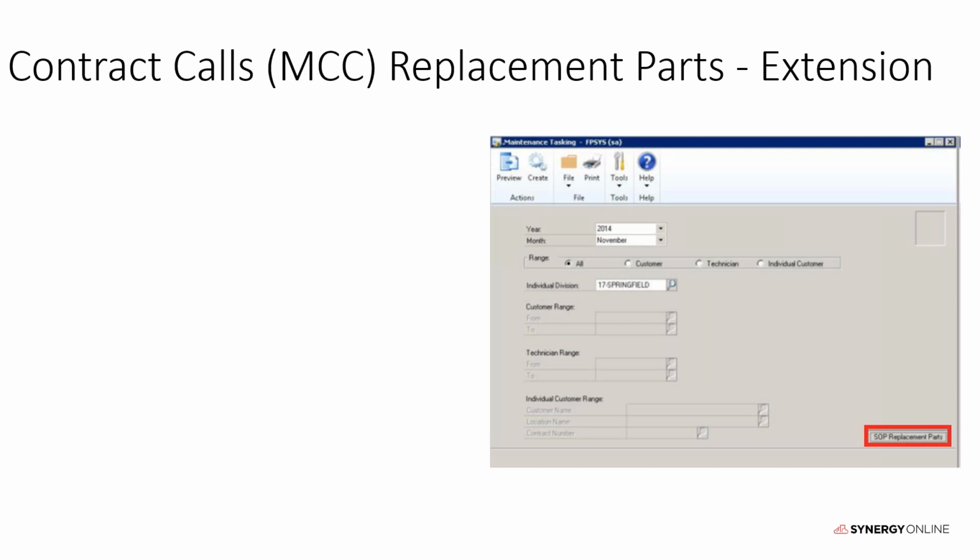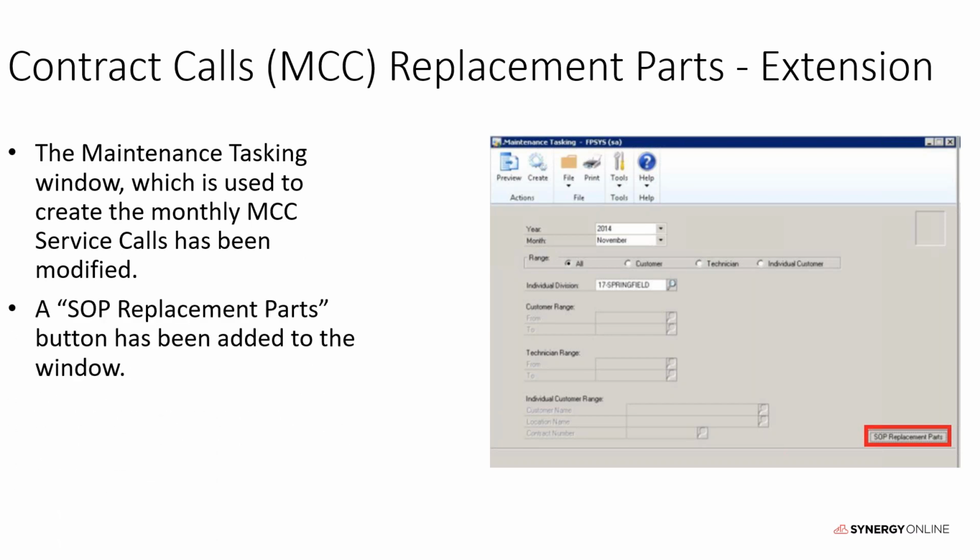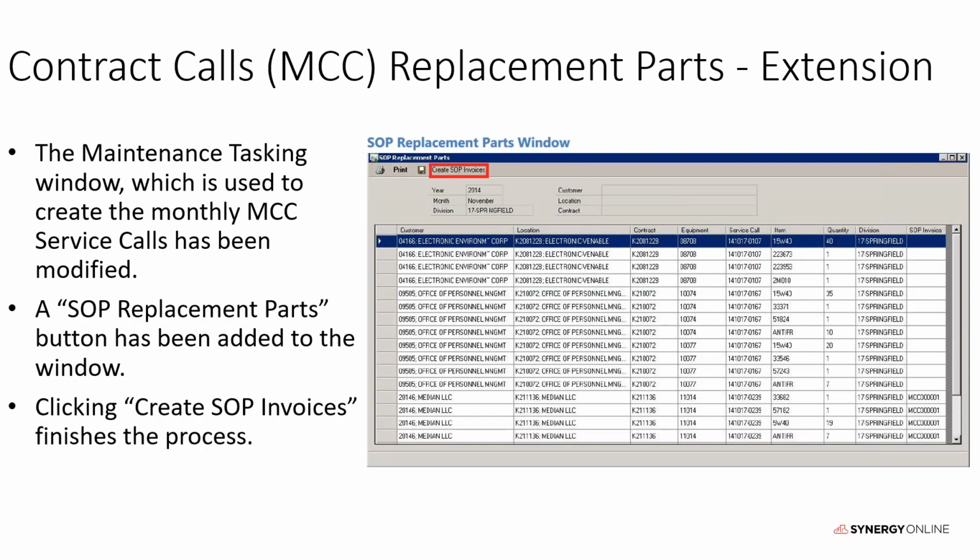And then finally, when we open up our MCC call generation window, we get the add-on button for the SOP replacement parts. So when you click that, create SOP invoices, what this is going to do is look at all of the equipment that's scheduled.